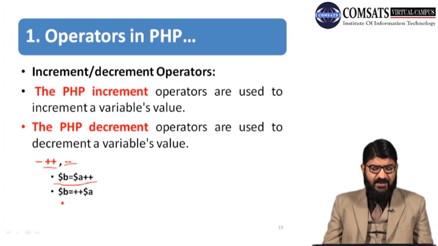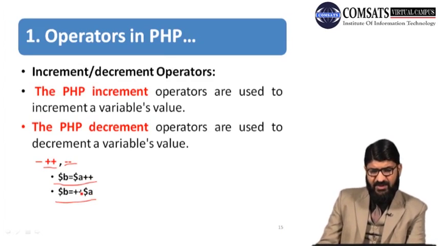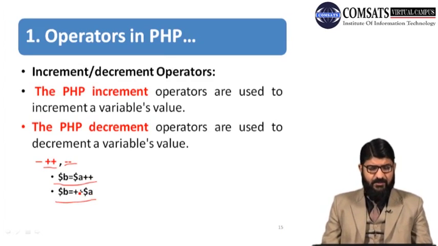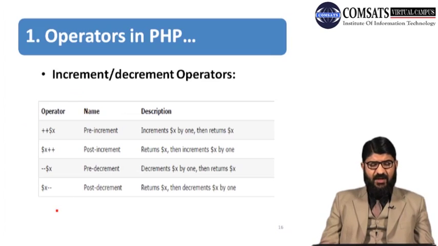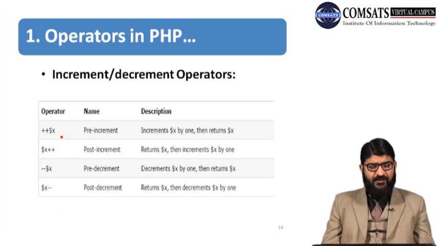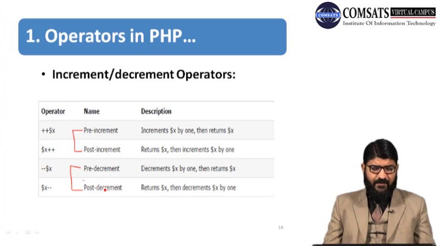and if it is written as B equals to plus plus $A, it is pre-increment. So see over here the concept. The increment operator is basically of two categories. The first one is pre-increment and the second one is post-increment. These are two categories for the increment, and similarly there are two categories for the decrement, pre-decrement and post-decrement.